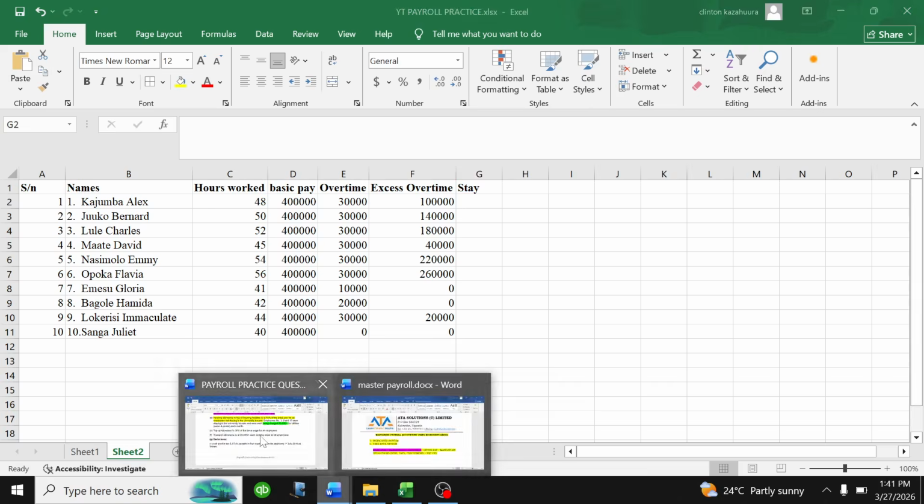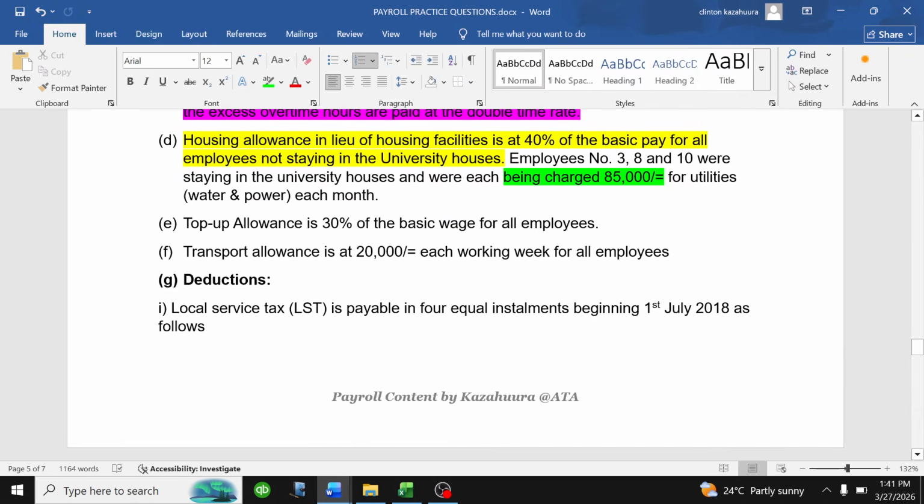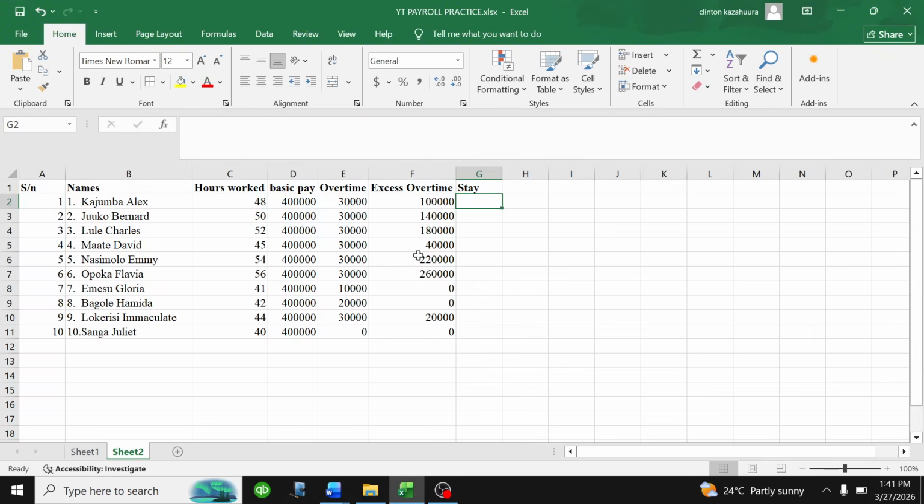So let us see. 3, 8, and 10 stay in the university. So for 3, 8, and 10, I put S to denote that. So where is it? 3 is here. I put an S. Capital S. 3, 8, and 10. 8 is here. I put an S.